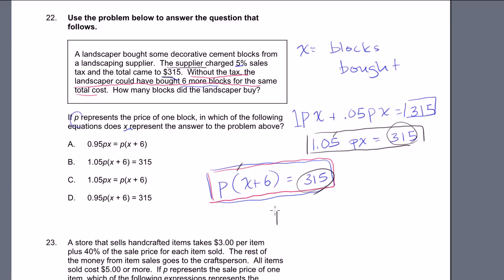So we could say P times x plus 6 is equal to 1.05 times price times x. And let's see if that looks like anything we have here. So we have P times x plus 6 is equal to 1.05 px. So the answer is C. Right there. We're just saying both of these things equal 315, so we set them equal to each other.